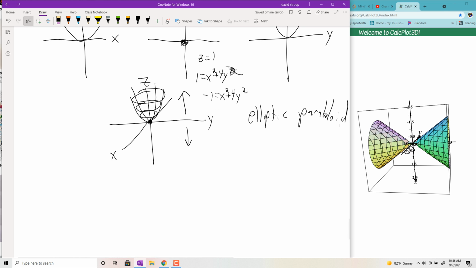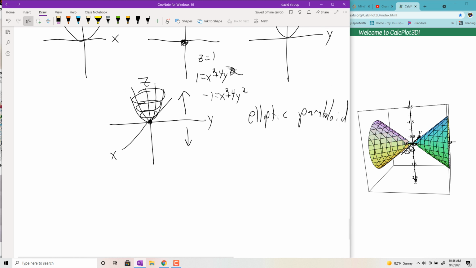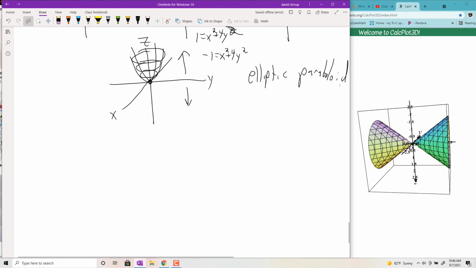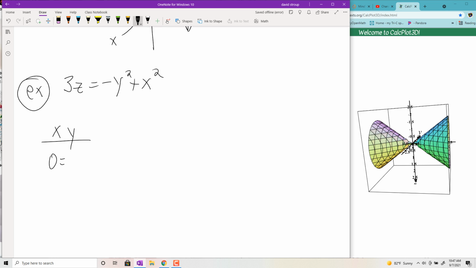The last kind is the hyperbolic paraboloid. Usually what you'll see are two parabolas kind of going in different directions, and it'll form that shape. Okay, and it looks like a saddle, like a horse saddle. So here's one, 3z equals negative y squared plus x squared. And again, let's see the xy plane. So we have 0 equals negative y squared plus x squared. So x squared is y squared. That's just 2 lines.